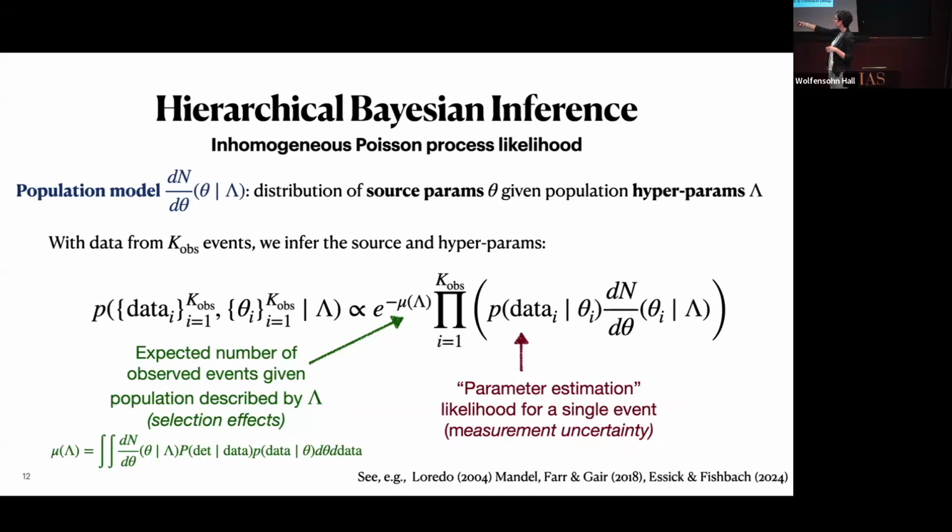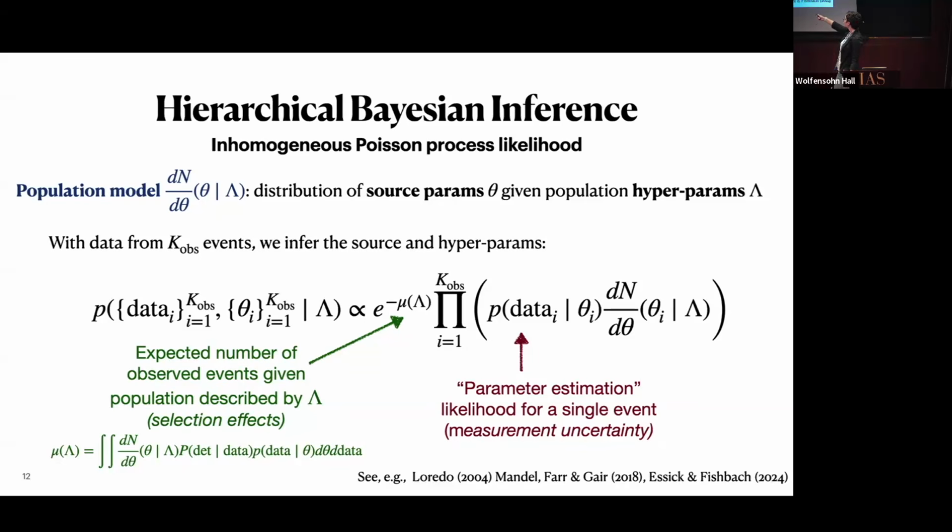Okay, so we have these k-obs, that's the number of events we've observed, which means that we have data from each of those k-obs events. We have theta from each of those k-obs events, like k-obs chirp masses and effective and spiral spins and whatever. And the probability distribution for those two things jointly, given lambda, which is what's describing the population, is proportional to this, it's this inhomogeneous Poisson process likelihood.